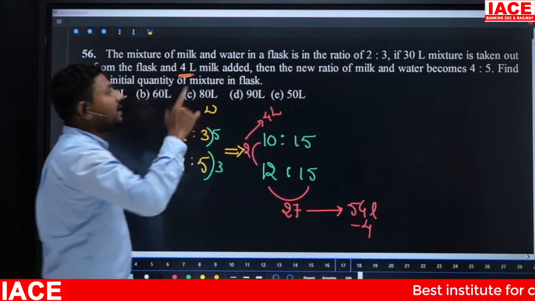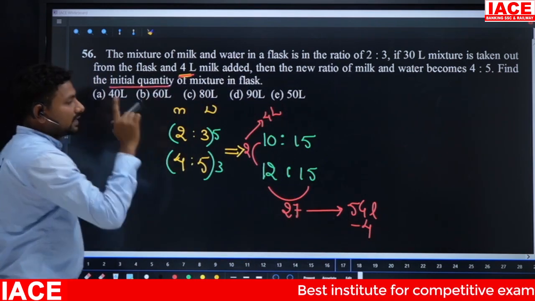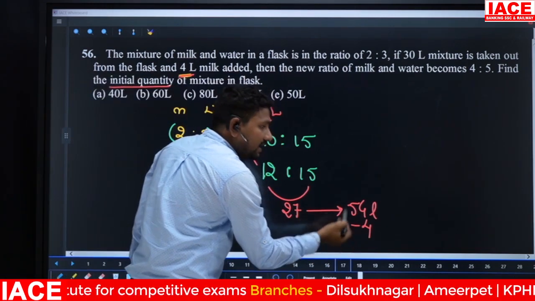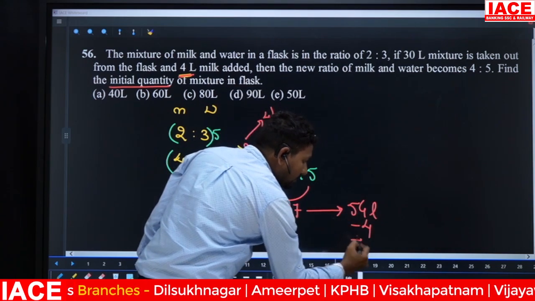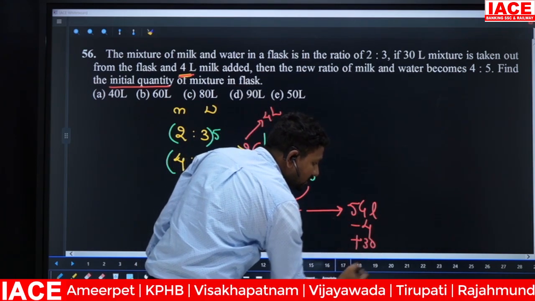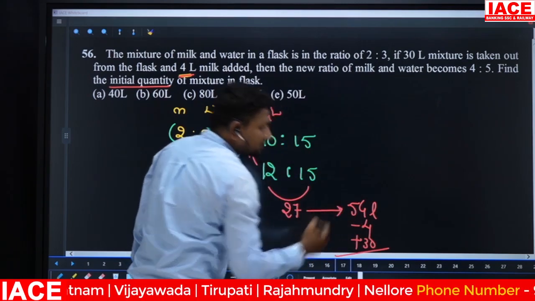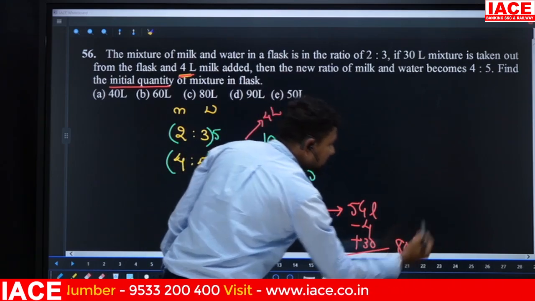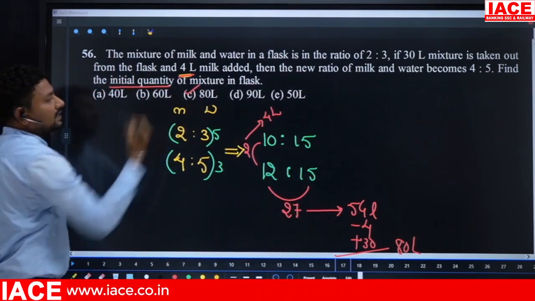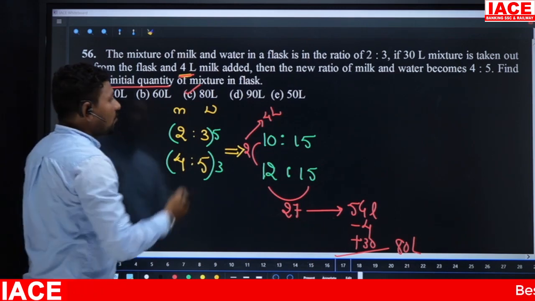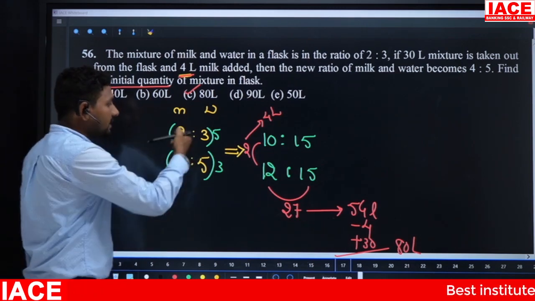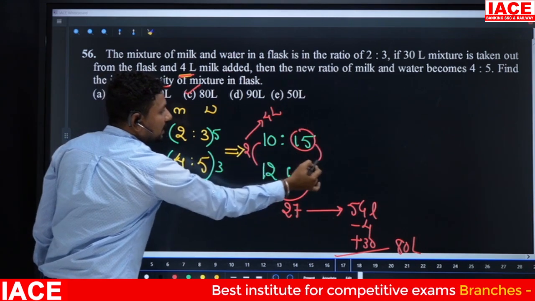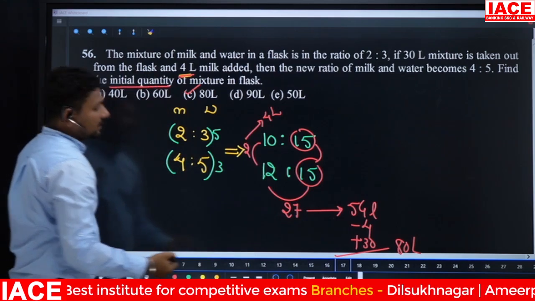But we need not the final quantity, we need the initial quantity. Initial quantity before 30 liters: whatever extra liters were added, we should remove it, and whatever mixture was removed, that should be added. 50 minus 4, so 50, 50 plus 30 is 80 liters. Then the initial quantity is 80 liters. So always make equal the quantity which is not touched. Milk is only added extra, not water. That's why we are making the water equalized. And go for the next one.